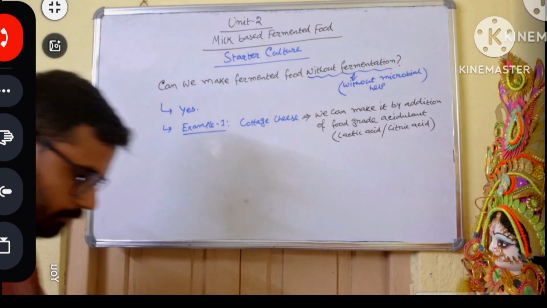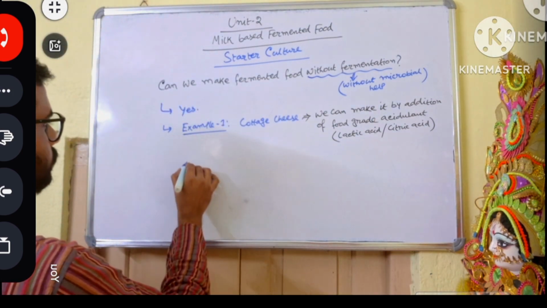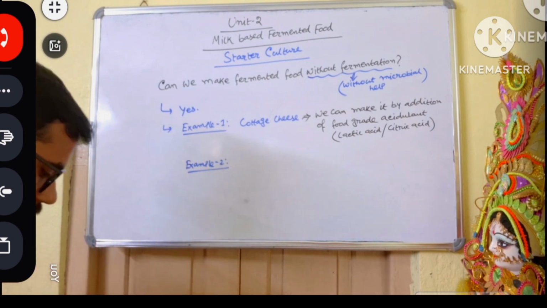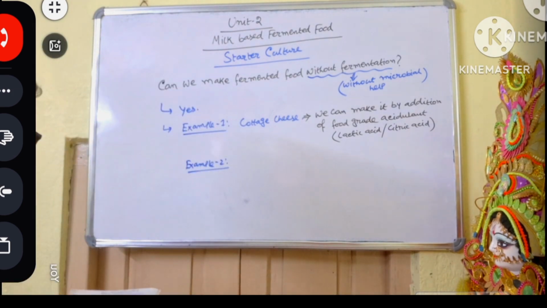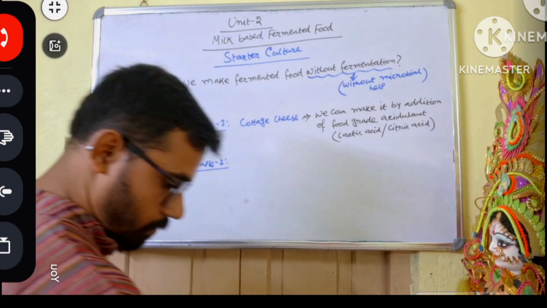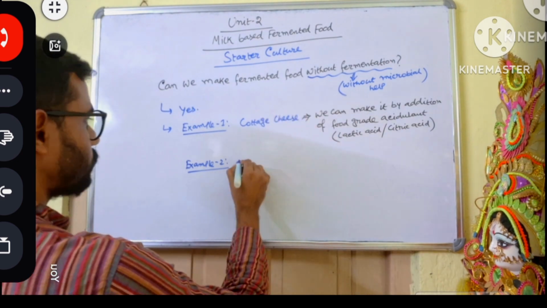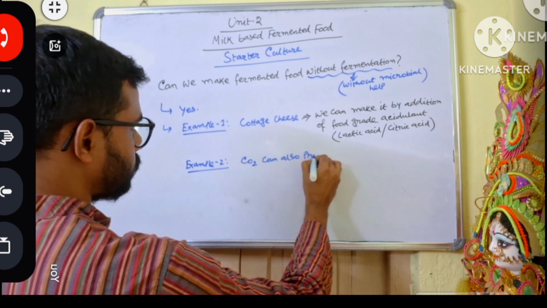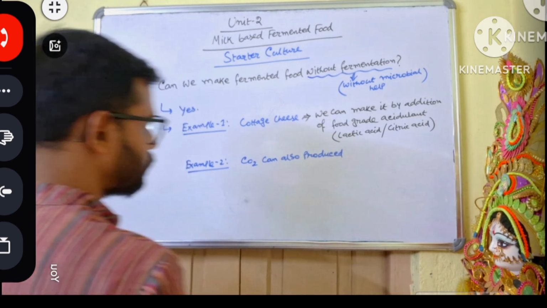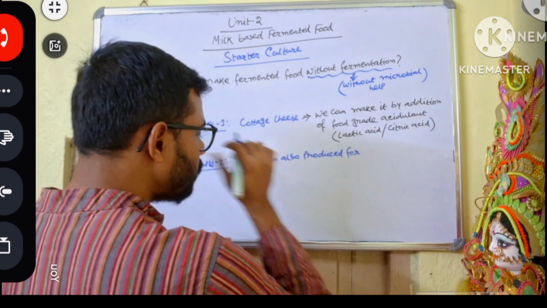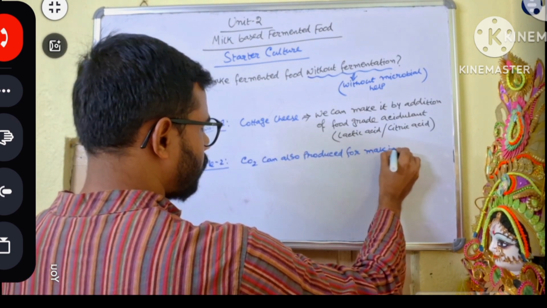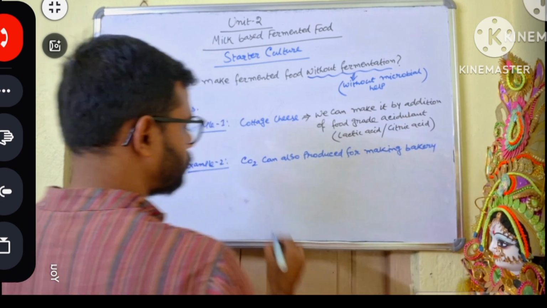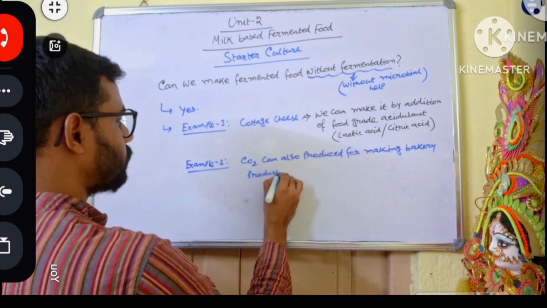Second example. Carbon dioxide can also be produced for making breads or bakery products without fermentation.